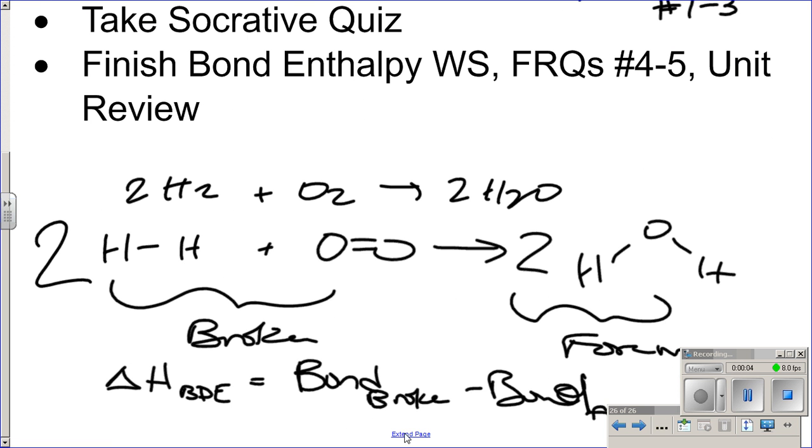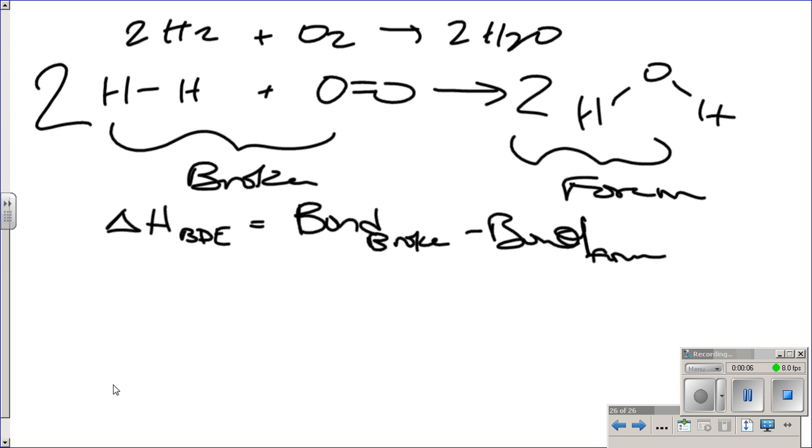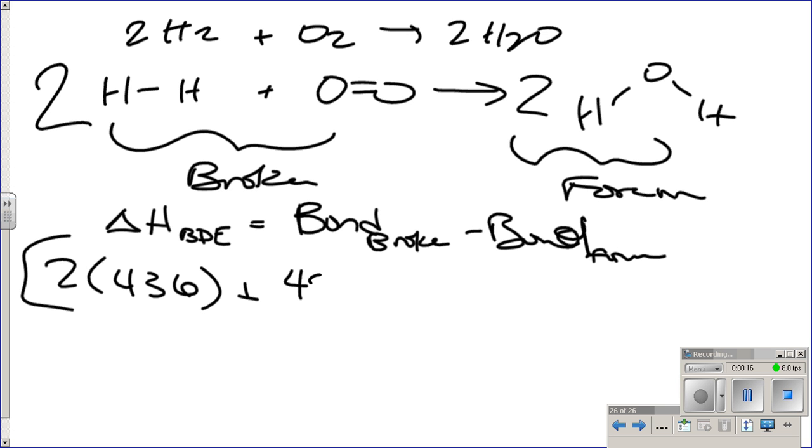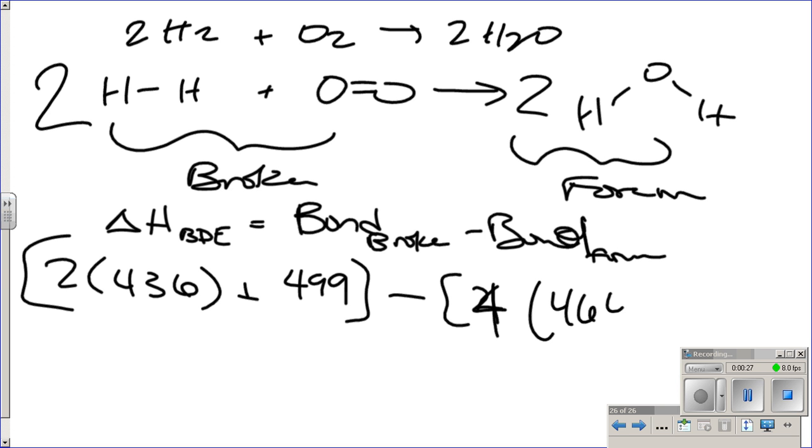Okay. So your bonds broken are O-H 2 times, what was that for H? 436. And plus 2 for the double bonded oxygen. I'm sorry, 1 of that one is 499. Minus 2, I'm sorry, 4. So that 4 times 464. Mental math it up. You should have gotten negative 45.